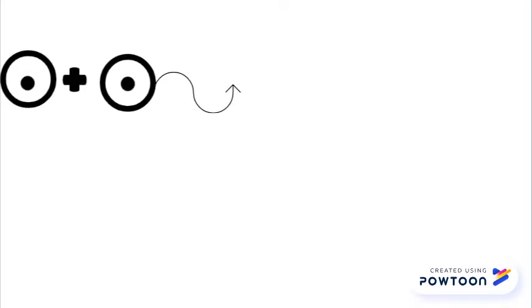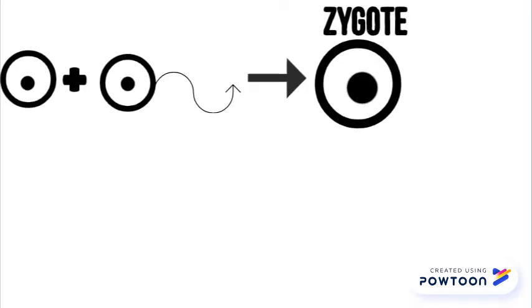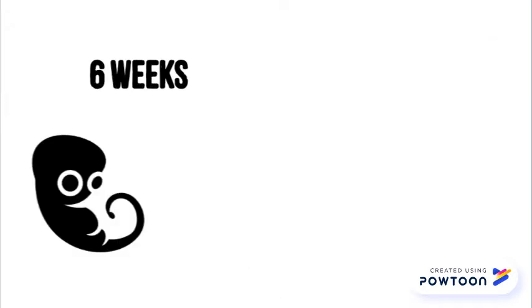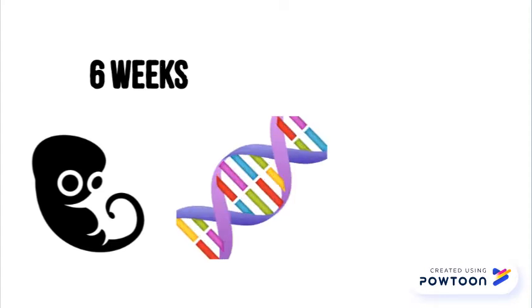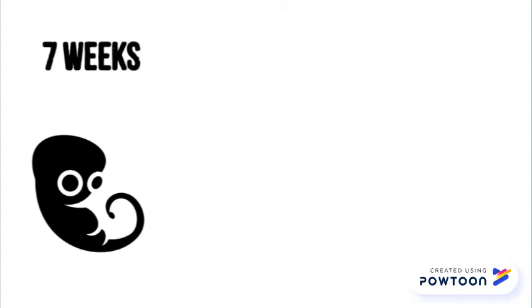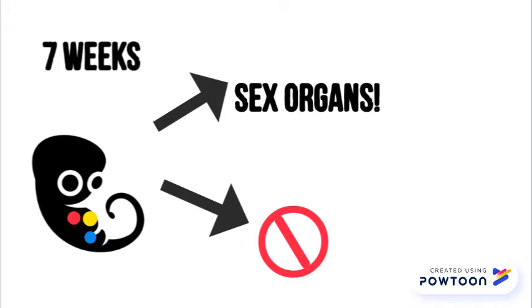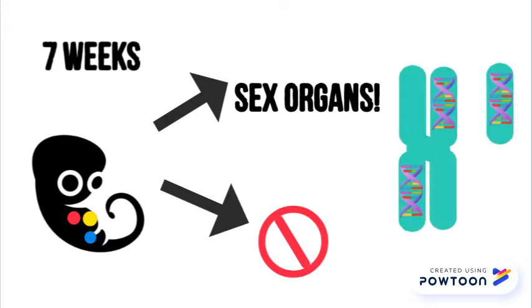As soon as an egg is fertilized by a sperm, the resulting cell, which is called a zygote, already has a specific set of sex chromosomes. The zygote is a single cell which will divide over and over to form an embryo. For the first 6 weeks of development, the embryo will look the same no matter which sex chromosomes are present. During the 7th week, different structures in the embryo will develop into different sex organs or disappear, all depending on which sex chromosomes the embryo has.